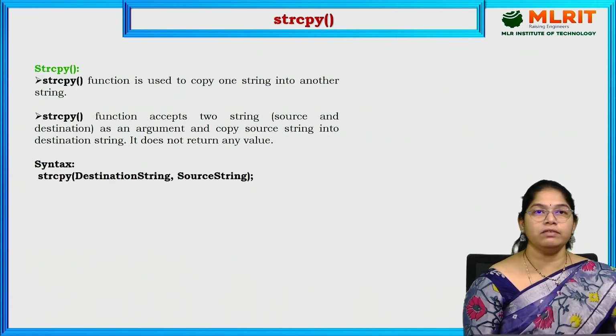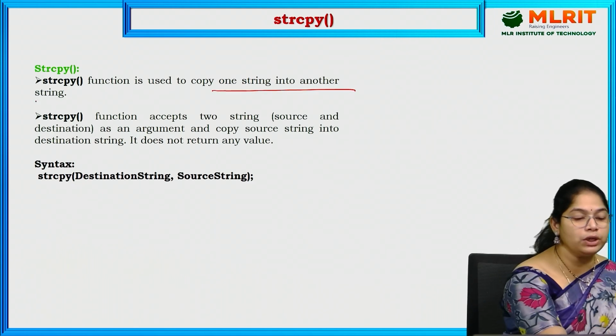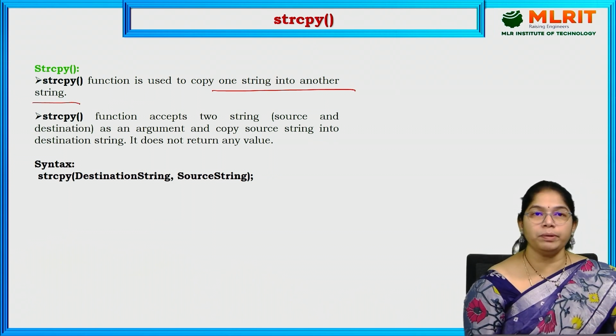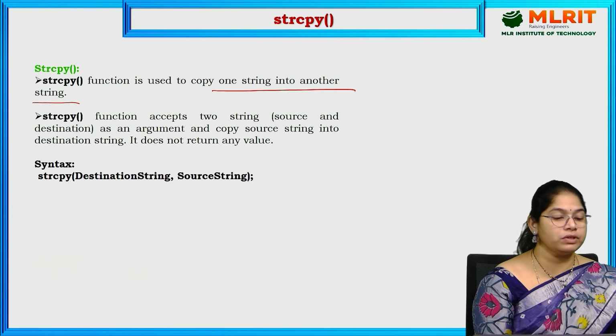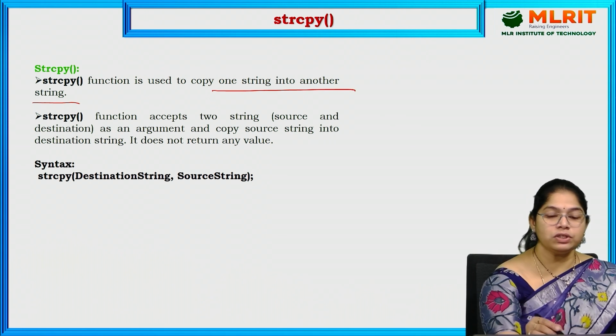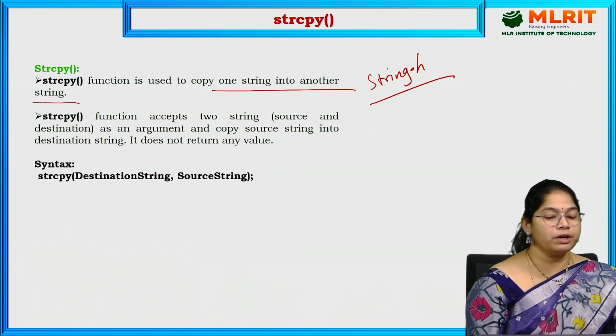Next string handling function is strcpy. This function is used to copy one string into another string. If I want to copy one string to another string, then we have to use a string handling function called strcpy. This function is also present in the header file string.h. If I want to use this function, we have to include the string.h header file.